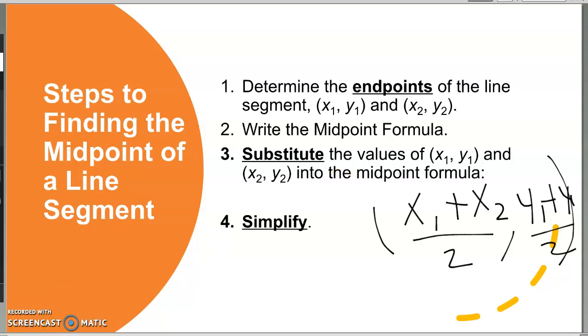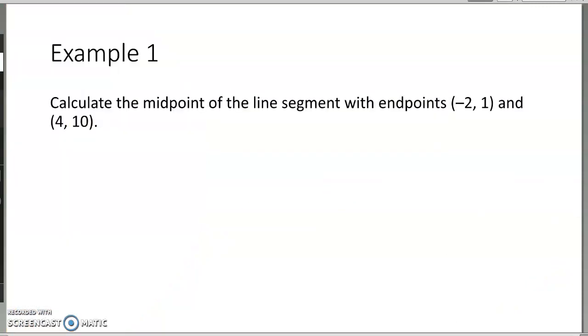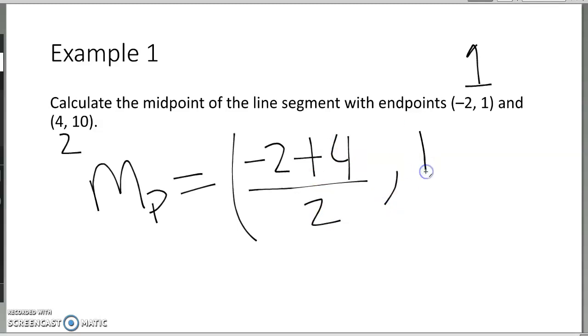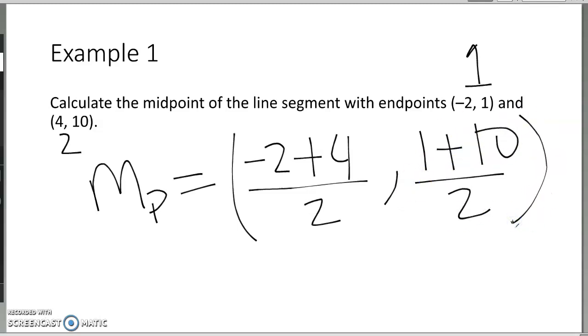So let's do a few examples. It says calculate the midpoint of the line segment. And so we have two endpoints. It doesn't matter which one we call the first and the second. We're going to get the exact same answer. So my x1, which is negative 2, plus my x2, which is 4, divided by 2. That'll give me my first point. And my y1, which is 1, plus my y2, which is 10, divided by 2. And that gives me my y value.